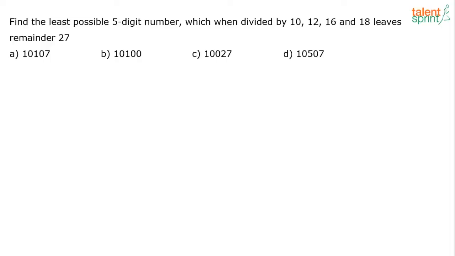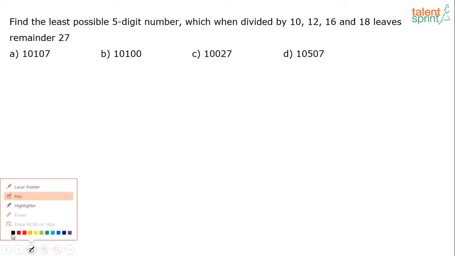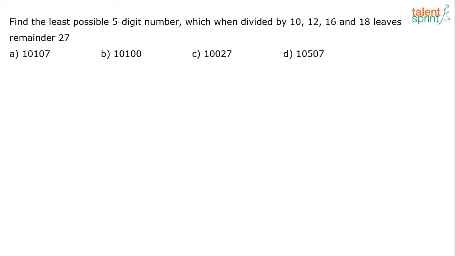Let's take up the next one. Similar question, but with a difference now. Find the least possible 5-digit number. This time it is talking about a 5-digit number, which when divided by 10, 12, 16, 18, leaves remainder 27. So same as the previous question with one extra step. This time the remainder is 27. You know what needs to be done, right? So try it out quickly.